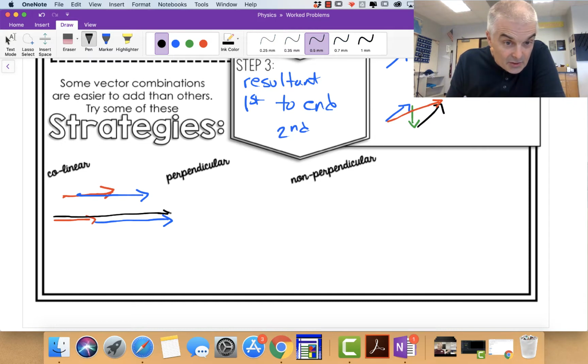So they can go in the same direction. And of course, you can also subtract them, and the resultant may be back in the opposite direction. Now, a perpendicular one, these are interesting ones. This is going to be much more common.